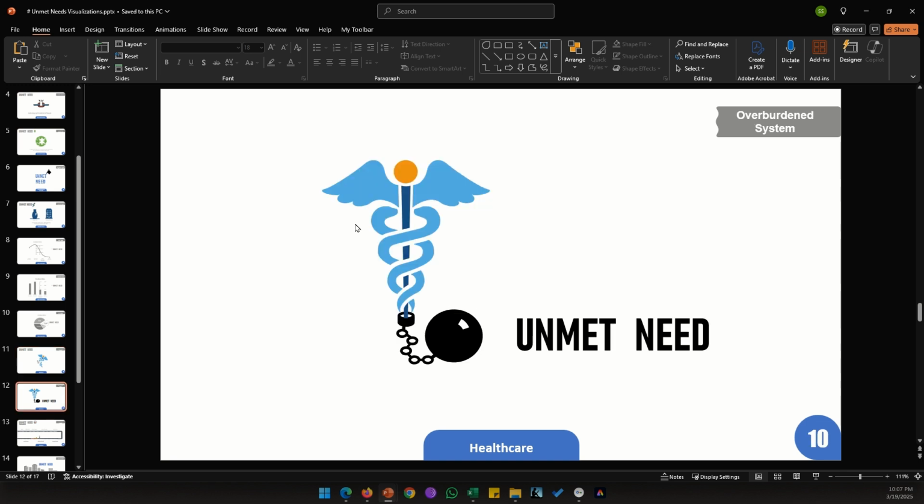10th one I have is also for healthcare. We have our same caduceus here, which has a weight tied to its leg or the bottom. This symbolizes overburdened system. Now we could also use a similar analogy with any other symbol or object. Just have this iron ball tied to it somehow to indicate unmet need.